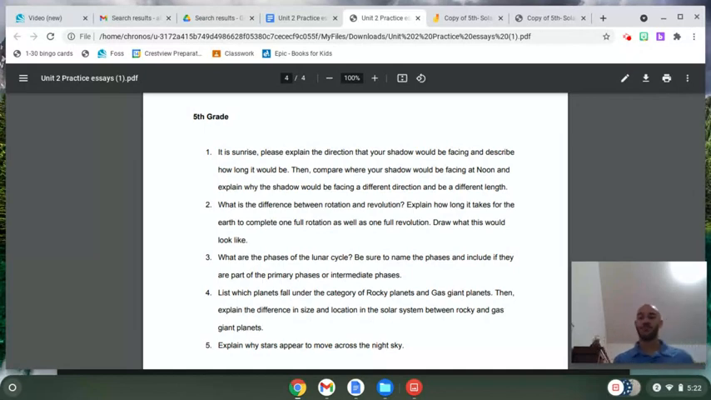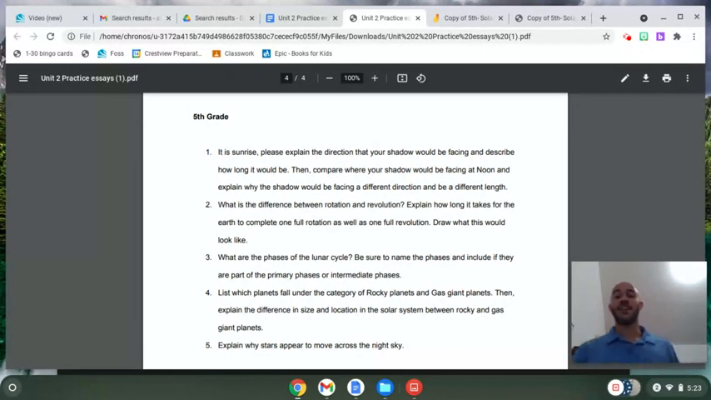Okay, revolution is if I have an object. This flashlight is revolving around me. It is basically traveling around another object. All right, so rotation means spinning around on your own axis, and revolution means for an object to travel around another object. So an object that rotates is the Earth. The Earth rotates. Okay, objects that revolve: the Earth revolves around the sun. The moon revolves around the Earth.